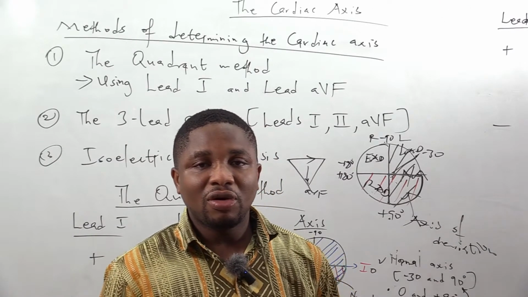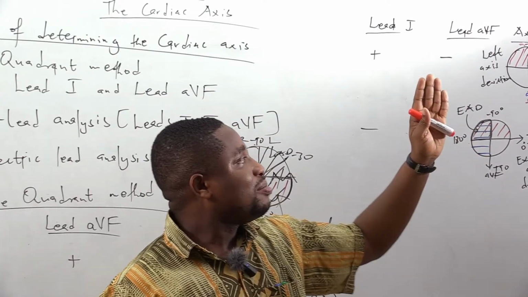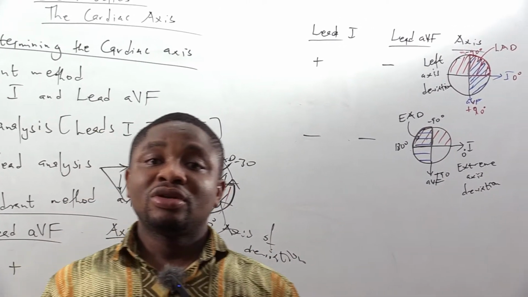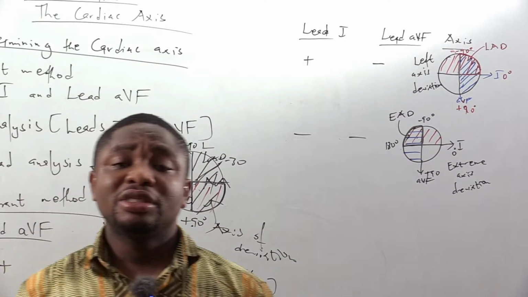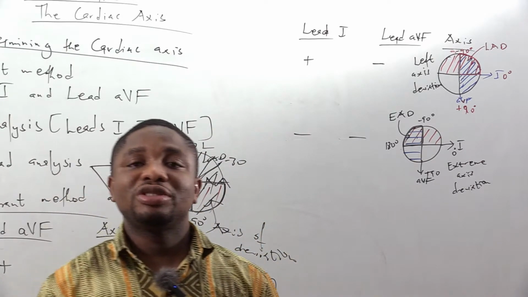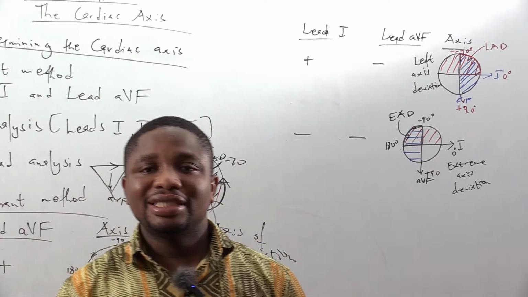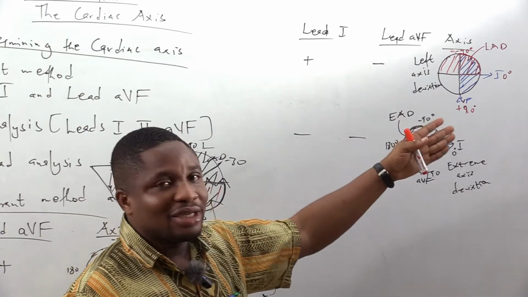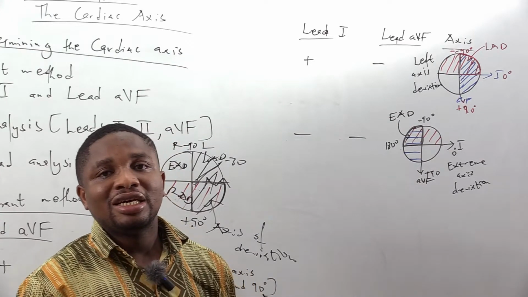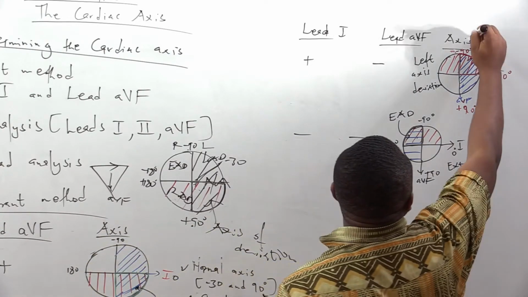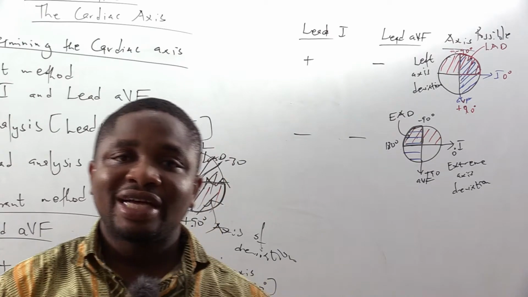Alright, to add something more, if we take the third example, we realize that it is both left axis deviation and normal axis, because the angles are bisecting. I told you the normal axis is between negative 30 degrees and plus 90 degrees, whilst the left axis deviation is between minus 30 degrees and minus 90 degrees. So you can see that they are bisecting. But it's more of a left axis deviation. We cannot be so sure about that. Because of that, it is preferential to say it's a possible left axis deviation.